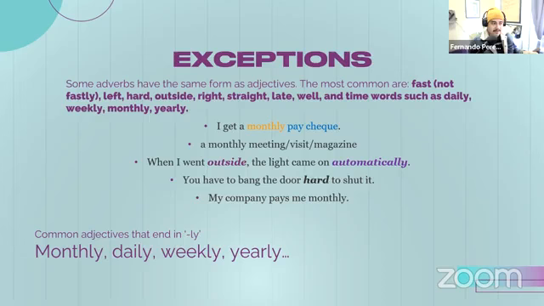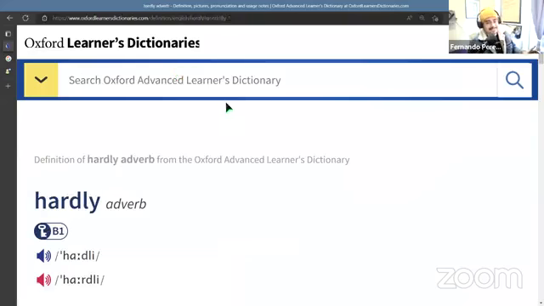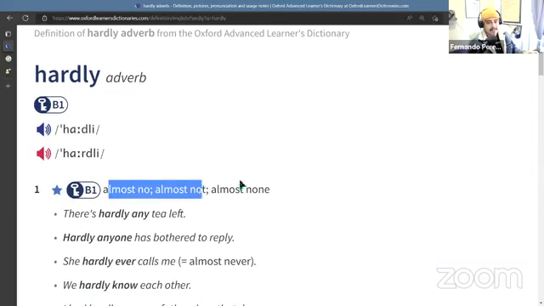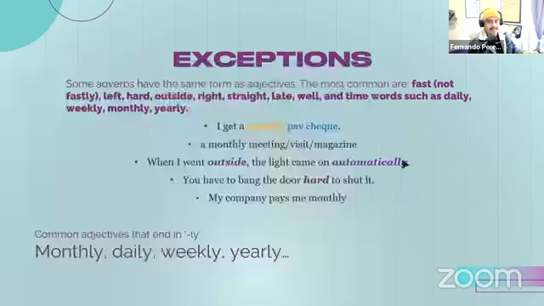Look at the word hard here. You have to bang the door hard. Why not hardly? Hardly exists, no? Yes, but it's a different meaning. Hardly is similar to almost. So hard adverb is different from hardly adverb as well. There's so much information here, no?